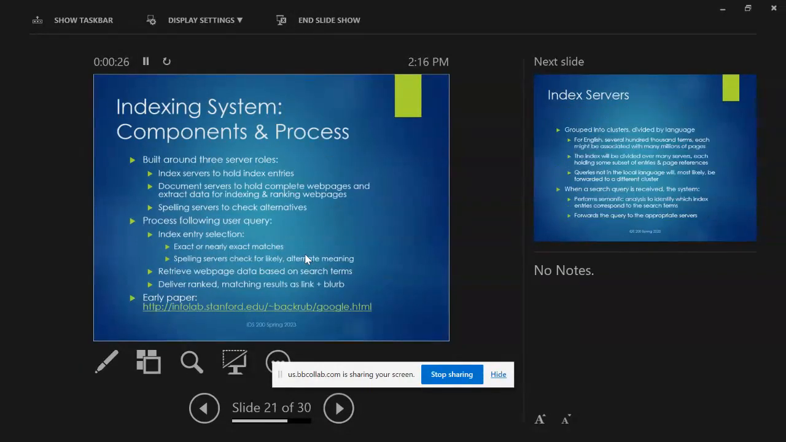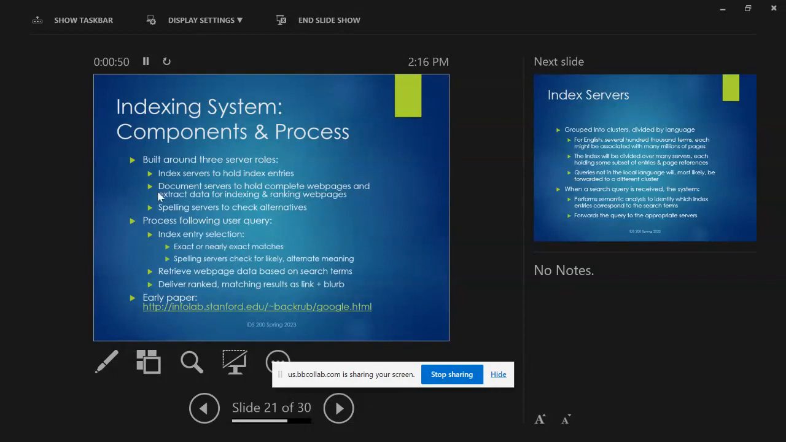Okay. Now, as far as the indexing system, it's built around 3 server roles, right? There's basically 3 different kinds of servers that Google uses. Number 1, there are index servers that hold the index entries, right? So there are machines that hold the different segments, you know, the lists of, for this term, it's found on these pages. For this term, it's found on these pages, right? Those are the index entries.